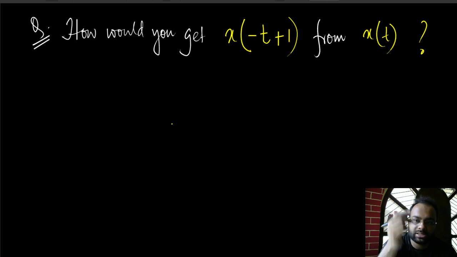What are the operations that I need to do in order to get this? Someone says flipped sideways and then right shift. Someone says left shift. Someone says same as x of t. Okay, there is no vertical shift. Vertical flip or vertical shift will happen with amplitude flip and amplitude shift, so there is no vertical thing happening here. All the things that are going to happen here are horizontal shifts or horizontal flips.